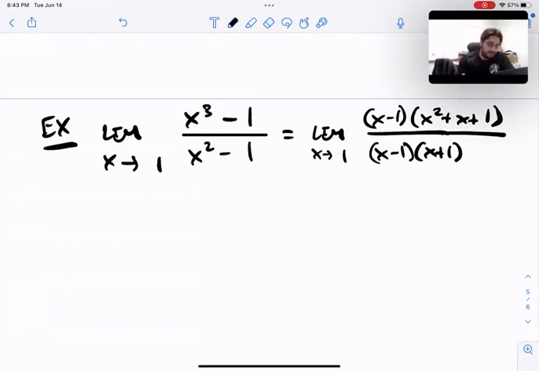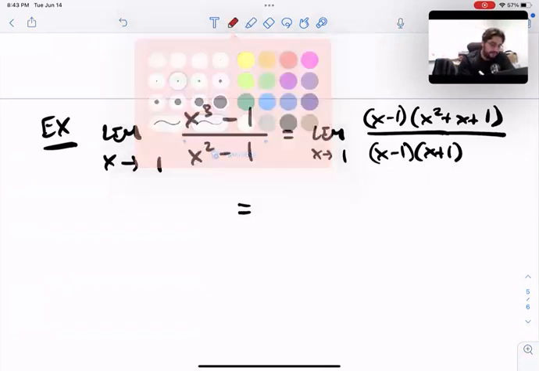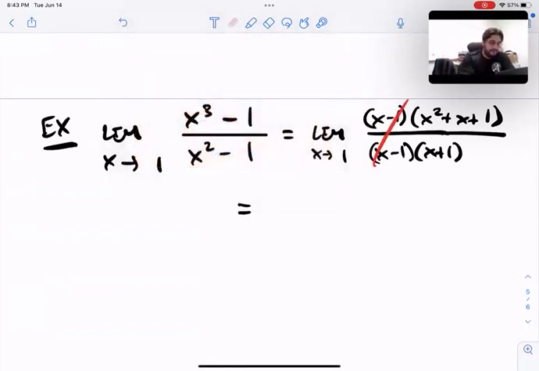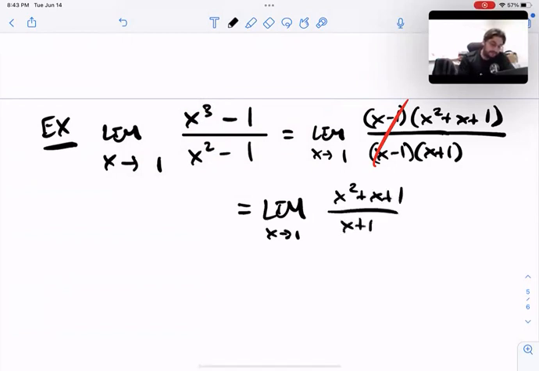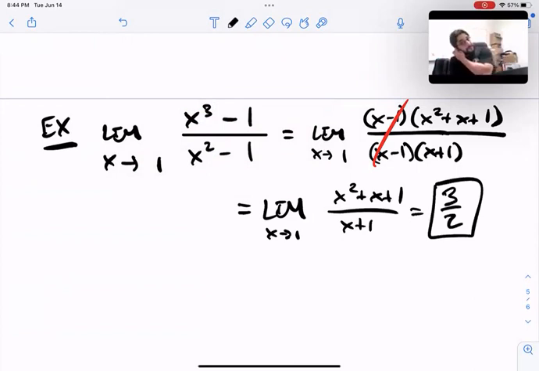And then once I do this, I can cancel this factor right there. And when I do that, I get something that now I can just plug into. So this is back to technique number 1. Now I can just plug in x equals 1 and I get 3 over 2. So this limit is just 3/2. This comes out quite nicely once you factor and cancel.